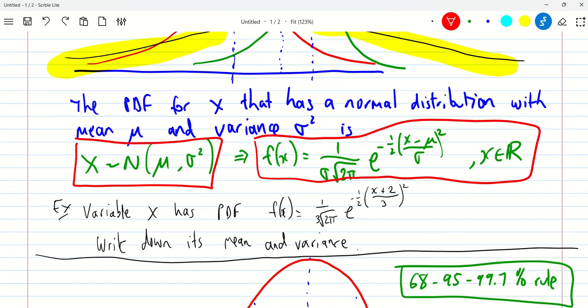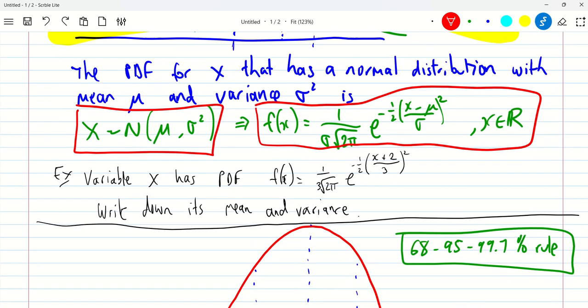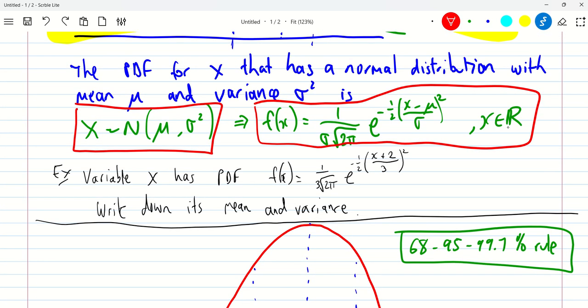So there's your function. Let's have a look at a very brief example, and I'll answer this one in about 5 seconds. If variable x has the PDF function there, write down its mean and variance. It's really easy to see if you compare these two formulas. Compare that formula with that formula there. It's easy to see what the standard deviation is. So the standard deviation, just looking at the formula, must be equal to 3. We can just read that off straight away.